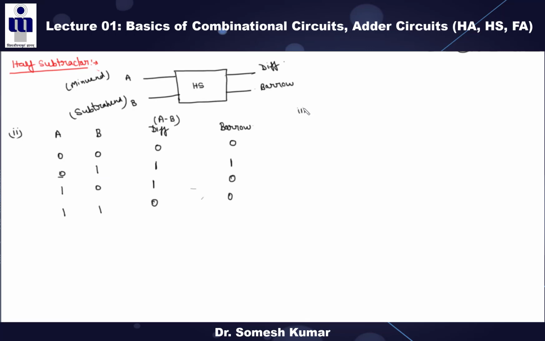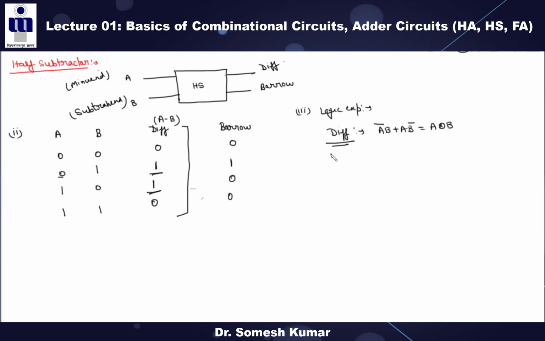What is the logical expression for the difference? See, this is your difference, and by seeing this difference, it is clear that the SOP form of the difference is A bar B plus A B bar. This is nothing but A XOR B, which is equal to your sum.